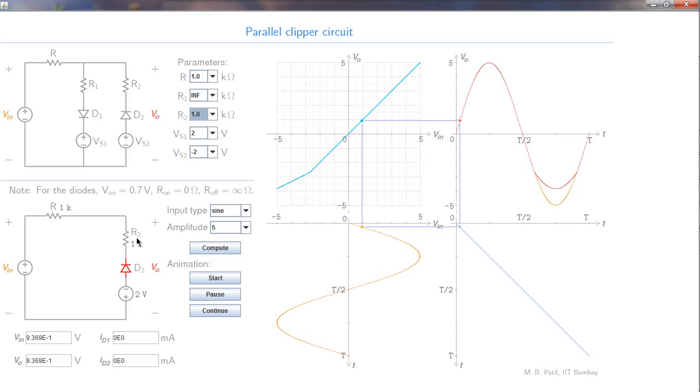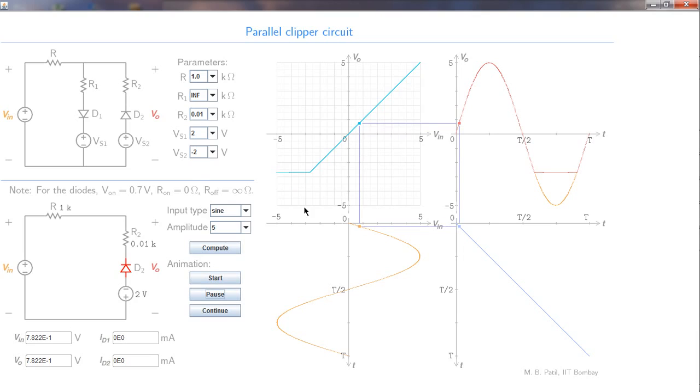Next, let us change this R2 from 1K to some very small value like 10 ohms, leaving this VS2 at minus 2 volts. In that case, we don't expect the breakpoint to change because that is determined by VS2 and this voltage drop across the diode. But this slope will change because that is given by R2 divided by R plus R2. Okay, let us check whether that happens. So we will make R2 equal to 0.01K, that is 10 ohms. Compute.